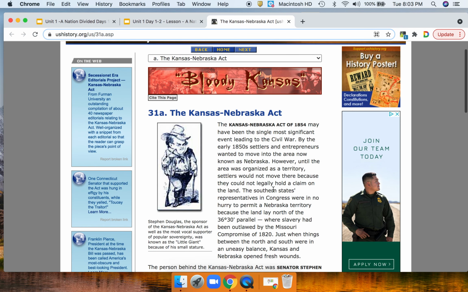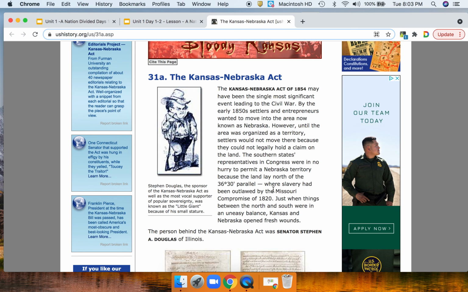Now the first thing we want to do, remember, is read our resource in parts. That way we're giving ourselves time to understand what it is that we're reading. So let's only read this first section here and see what we get from it. It says, the Kansas-Nebraska Act of 1854 may have been the single most significant event leading to the Civil War. That's really important information. It's basically telling me that this law is one of the most important things that led to the Civil War.